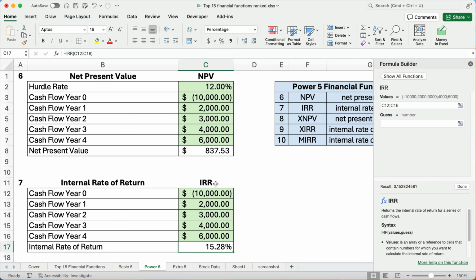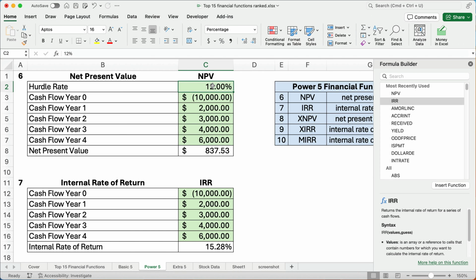Now these two are related. If I go back and put 15.28% as my hurdle rate, then my net present value is 0. So the internal rate of return is the rate of return that makes net present value 0. If we go back and change net present value, the hurdle rate, to 10%, we have a larger number.